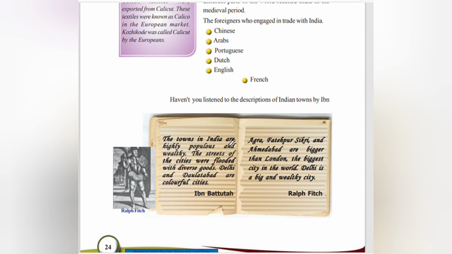Delhi and Daulatabad are colorful cities. Ibn Battuta. Agra, Fatehpur Sikri and Allahabad are bigger than London. The biggest city in the world. Delhi is a big and wealthy city.